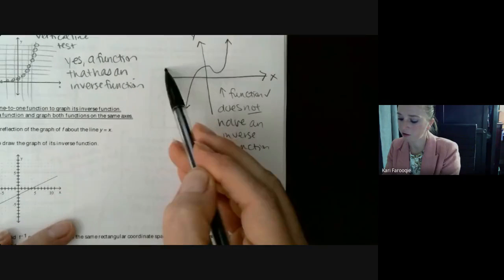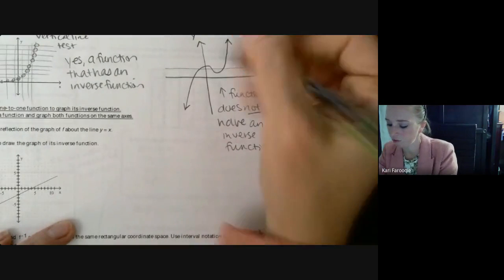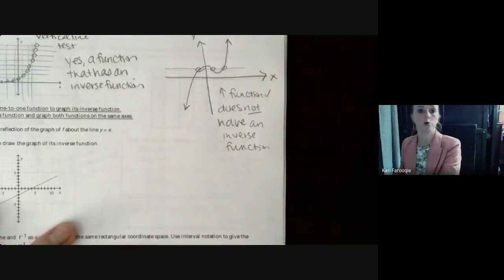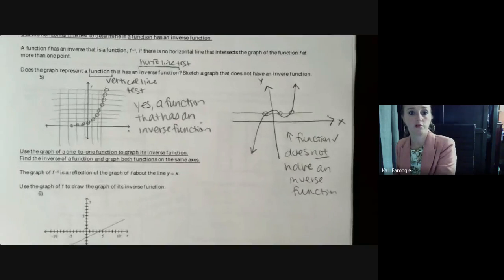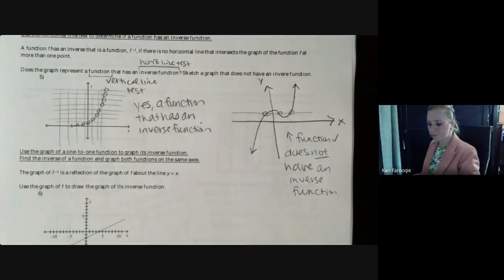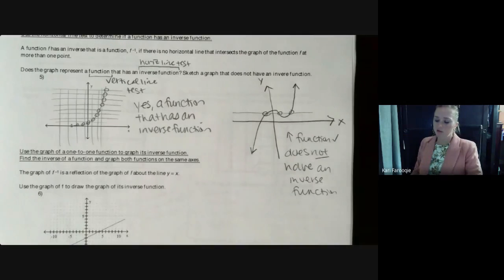That's because it would violate the horizontal line test. The horizontal line would go through and hit the graph in at most 3 different places, and that's too many. So this graph is a function, but it doesn't have an inverse function. Does anyone have a question about the horizontal line test?